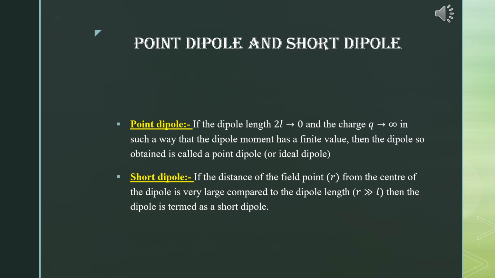Okay, now suppose the required point is at a distance r from the center of the dipole, and this r is very large compared to the length of the dipole. It is very large compared to 2l or l. Then the dipole will be termed as a short dipole. So these are the two important approximations that you have to keep in mind.